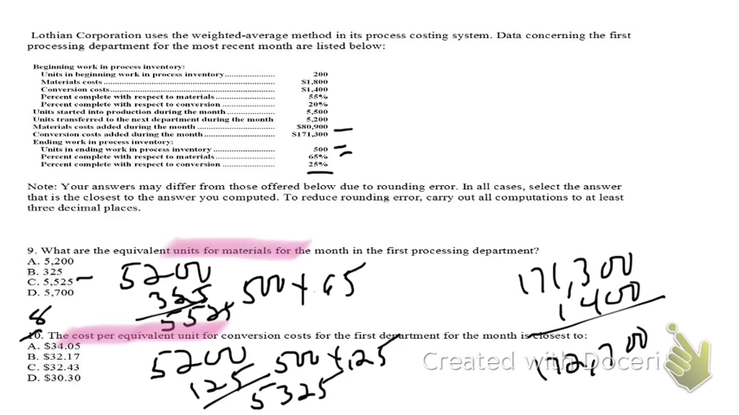So that's 172,700 divided by 5,325, and we will get a cost of 32.43.